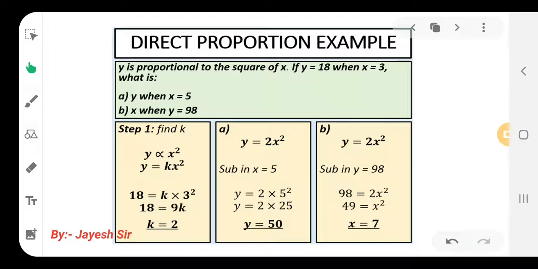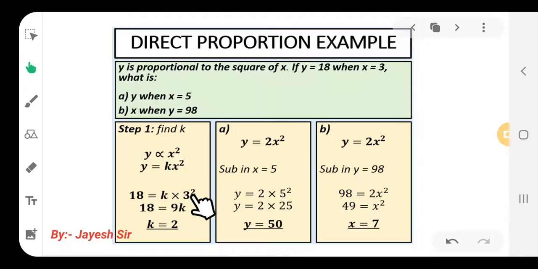From the first line, we can say y is proportional to the square of x. We can write it as y proportional to x squared. In terms of mathematics, for the solution, y equals kx squared. We are taking the constant as k. Now we know the value of y, that is 18. We substitute because here we need to find the value of the constant k, with x squared, where the value of x is 3.